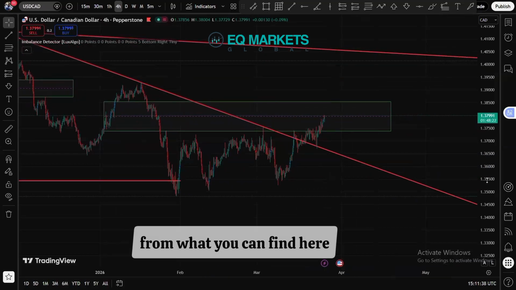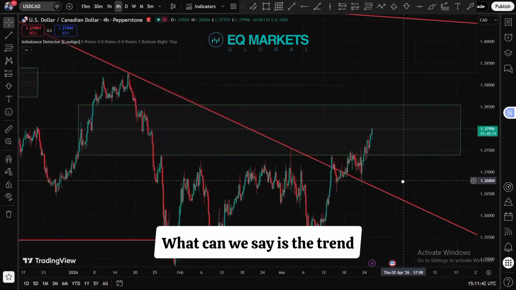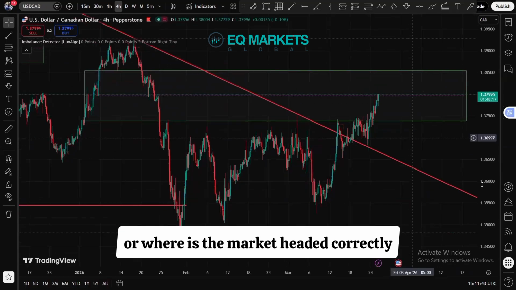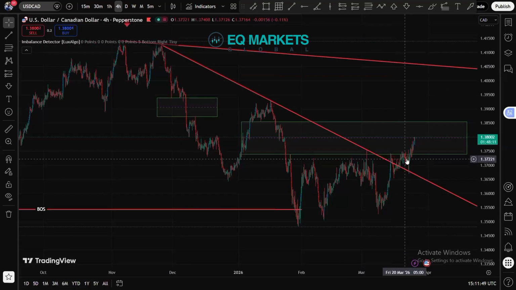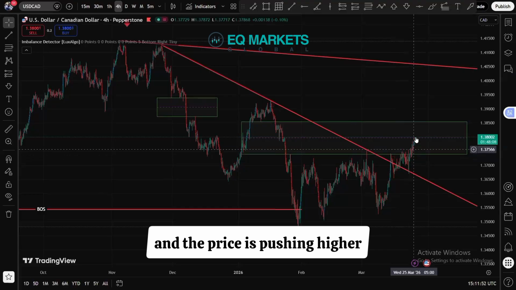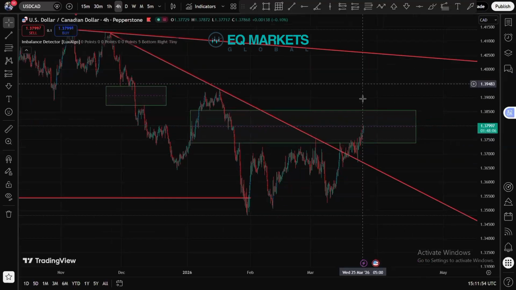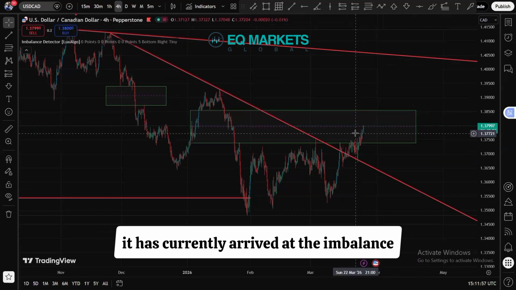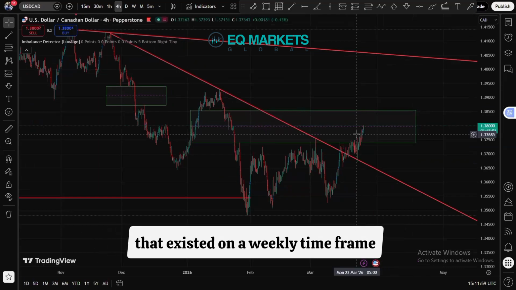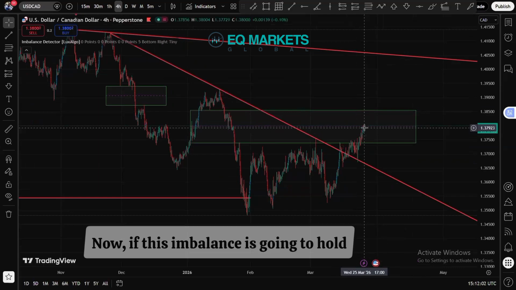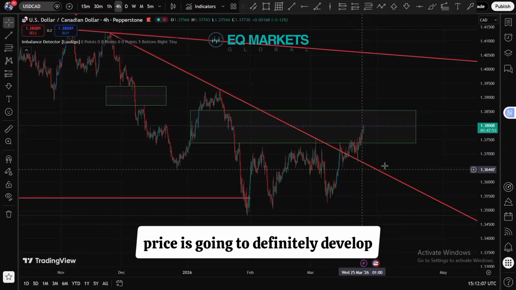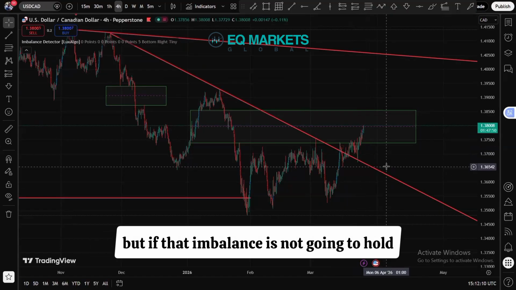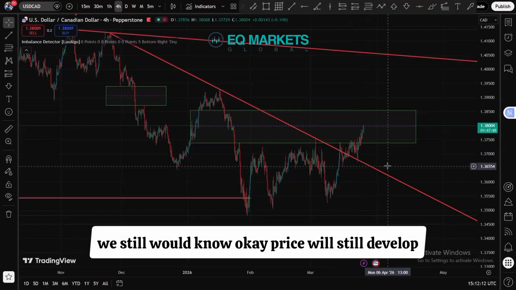So now from what you can find here, what can we say is the trend, or where is the market headed currently? Clearly we can see that that trend line has been broken somewhere here, and the price is pushing higher and higher. Okay, it has currently arrived at the imbalance that existed on a weekly time frame. Now if this imbalance is going to hold, we are going to know price is going to definitely develop. But if that imbalance is not going to hold, we still would know, okay, price will still develop.